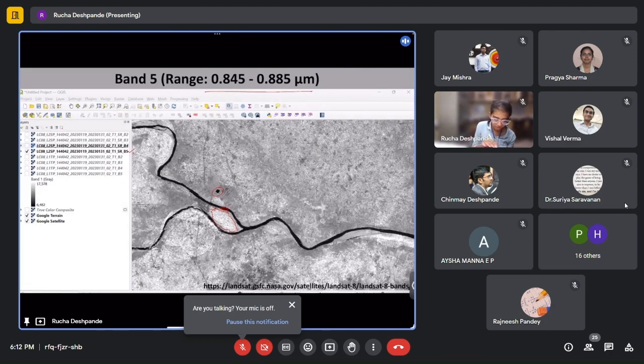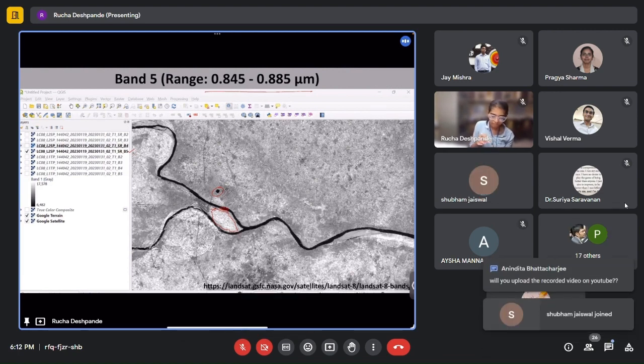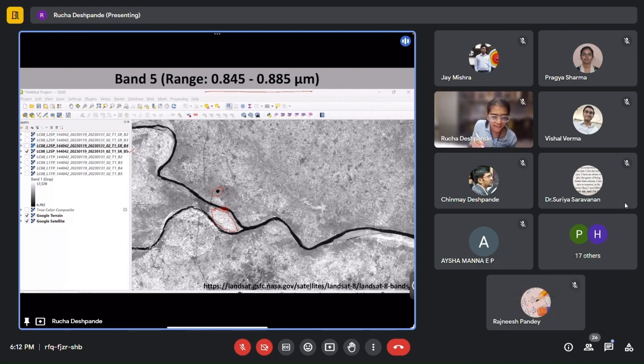In green also there is a smaller peak, but in near infrared there is a very high reflectance. So the health of vegetation would be clearly visible in this band.